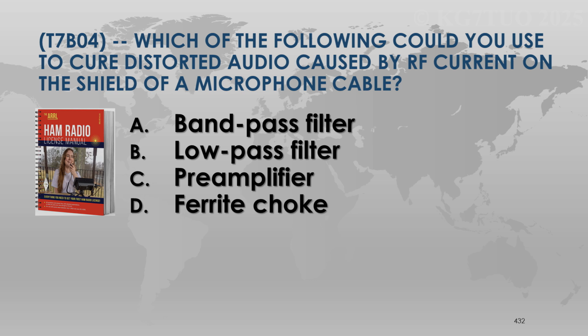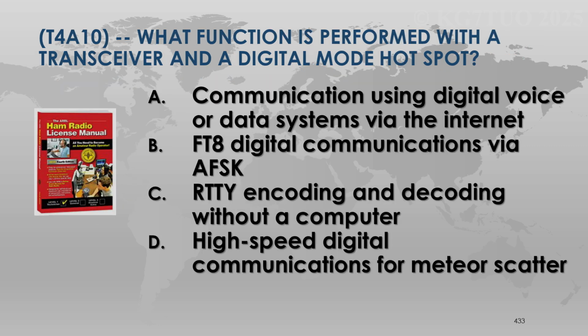Which of the following could you use to cure distorted audio caused by RF current on the shield of a microphone cable? Delta. A ferrite choke. Distorted audio caused by RF current on the shield of a microphone cable. That's good. It's a cable, right? What do you put on a cable? A ferrite choke.